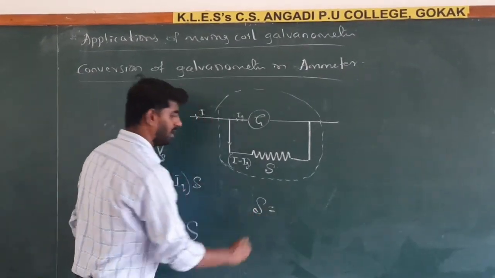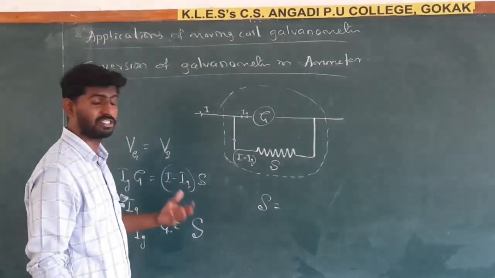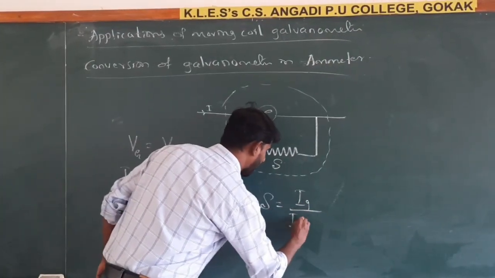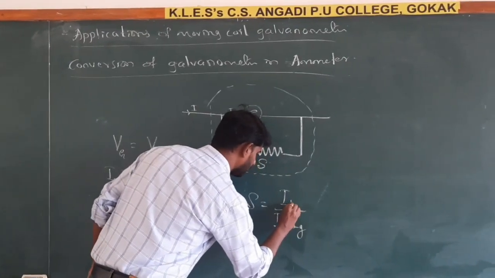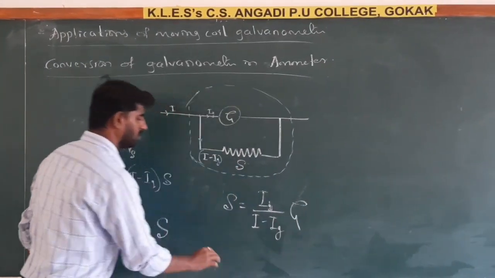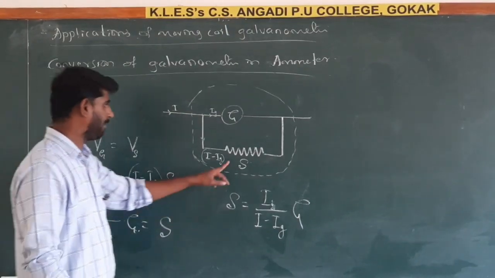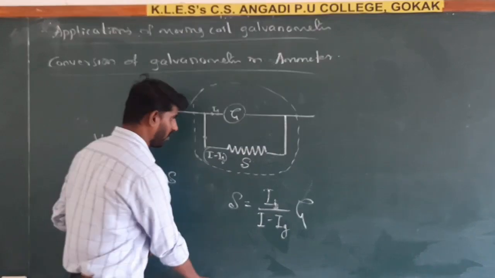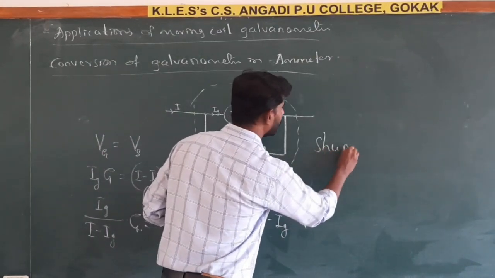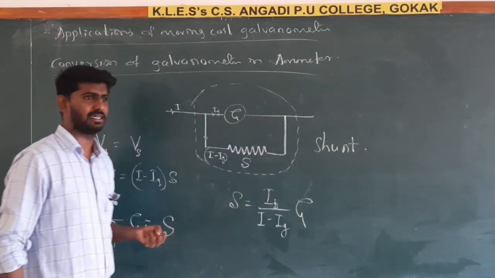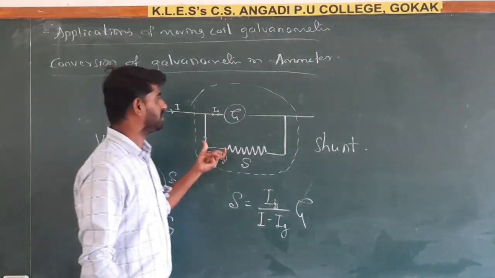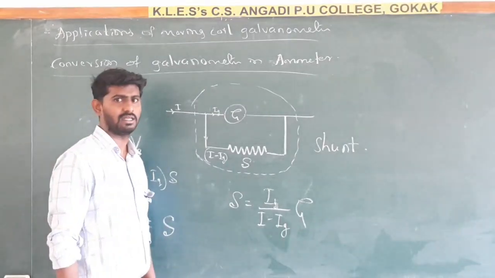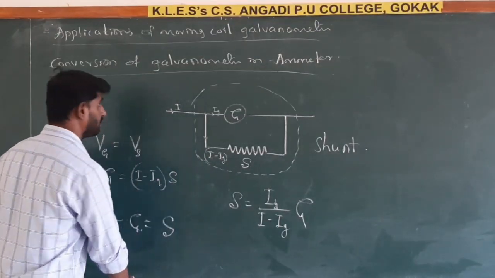So how much resistance do you have to connect in parallel? That is S equal to Ig divided by I minus Ig into G. So this is the value of the resistance. Later you may be asked why the symbol S is used here. For this we call it the shunt. The parallel combination of a resistor with a particular device is called the shunting effect. That's why the symbol is S. Understood? So in this way you can convert a galvanometer into an ammeter.